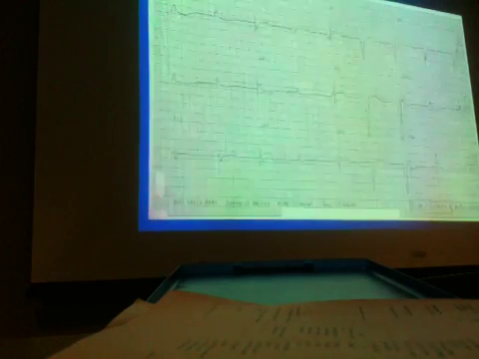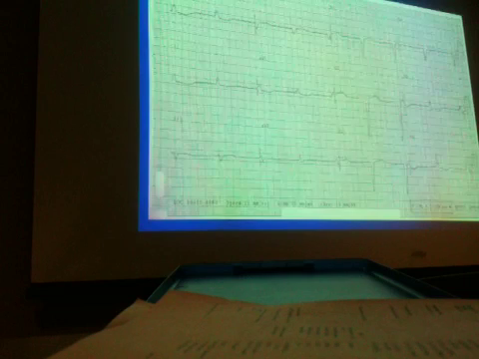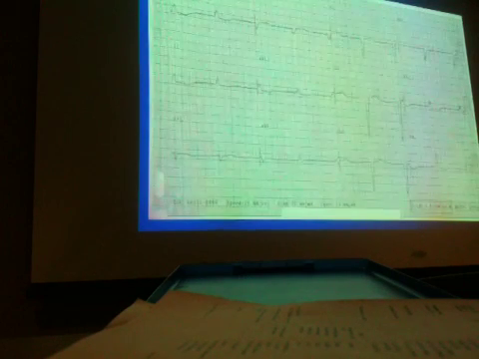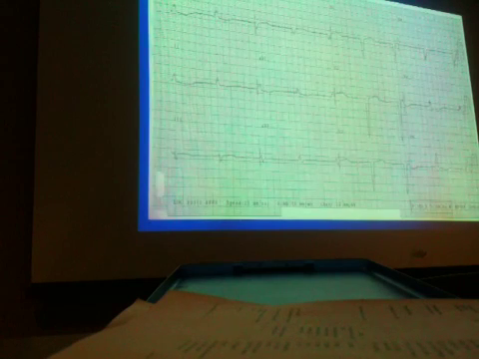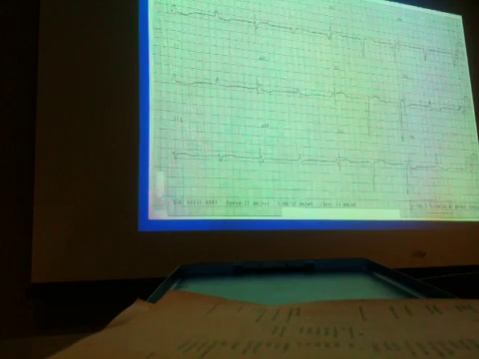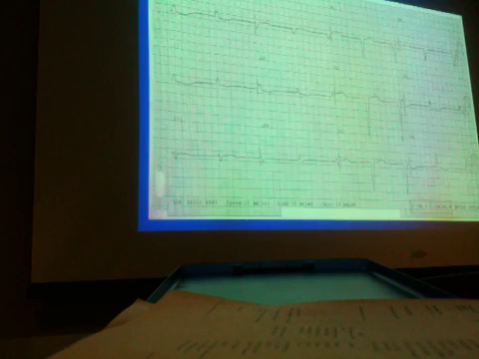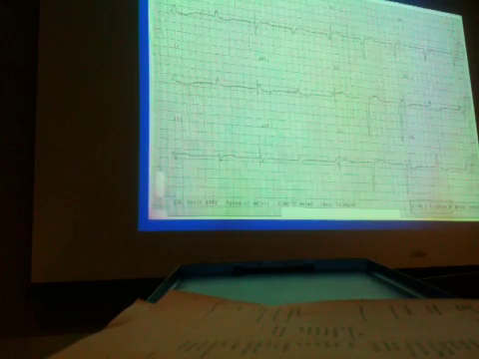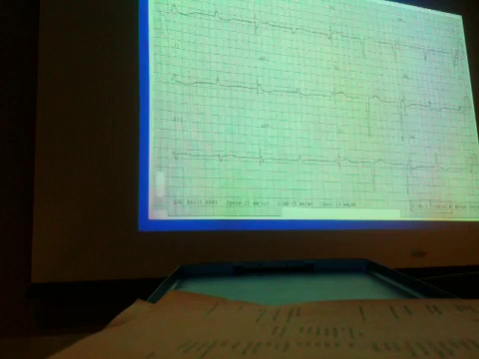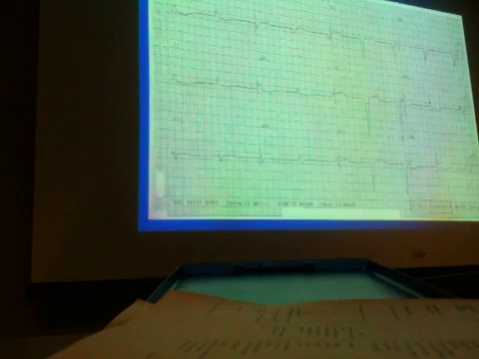Okay? At first glance, is this fast or slow? Regular or irregular? Looks pretty regular. Do we have P waves? Yes. Those are the three questions you're going to ask yourself every time you look at the EKG. First three questions.